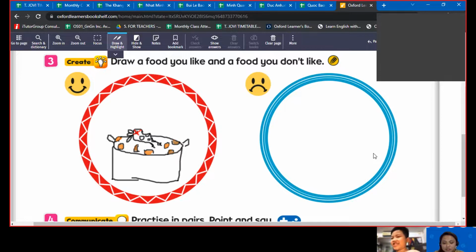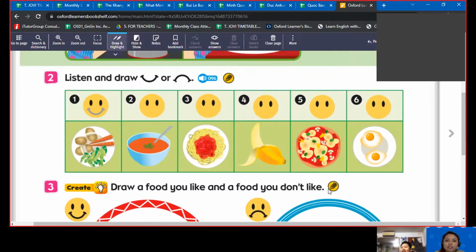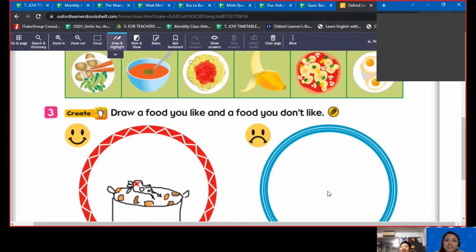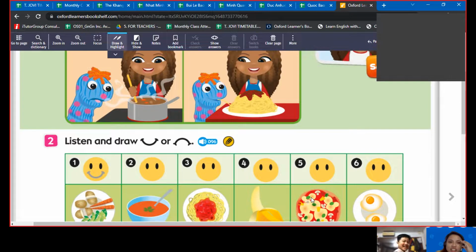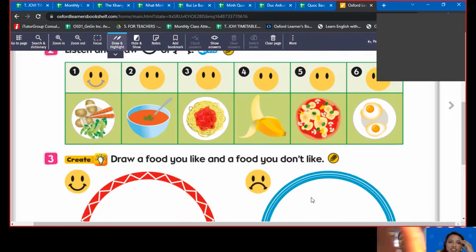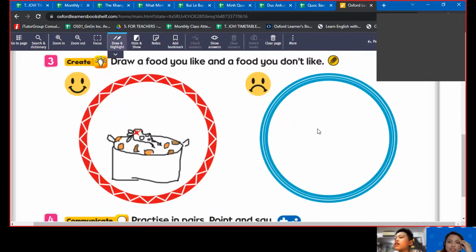I don't like meatball sauce. Yeah? I don't like meatball sauce. Meat, what? I don't like meatball sauce. Mr. Sock? And now I'm going to do Mr. Sock here. Okay, I'm going to do. I don't like meatball sauce. Okay, this is Mr. Sock. So Mr. Sock is sad.